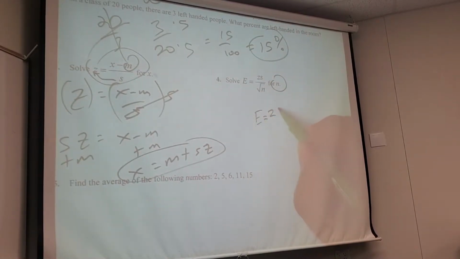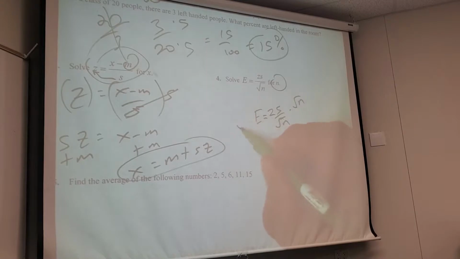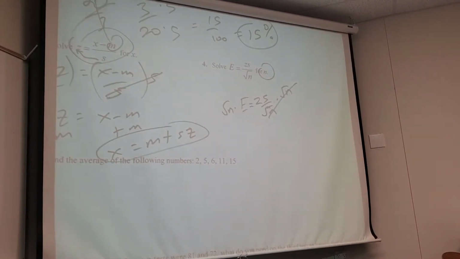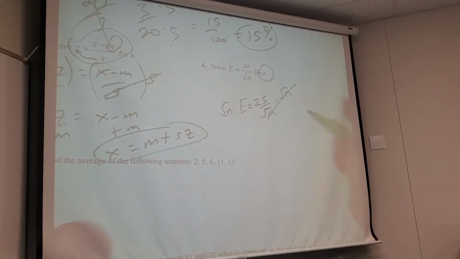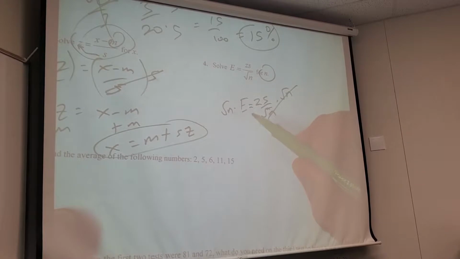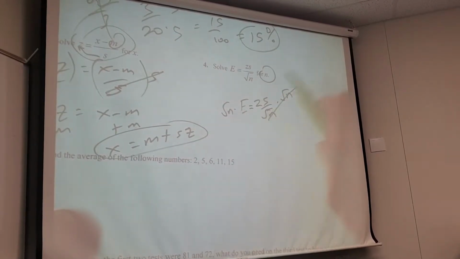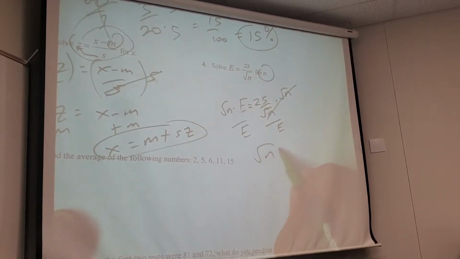How do I get it out of the bottom? Multiply by it. Dead. So now I've raised it from the bottom. I like it. And then I don't want the z here, do I? Yep, so I'm going to divide by e. So I'm going to get square root of n.